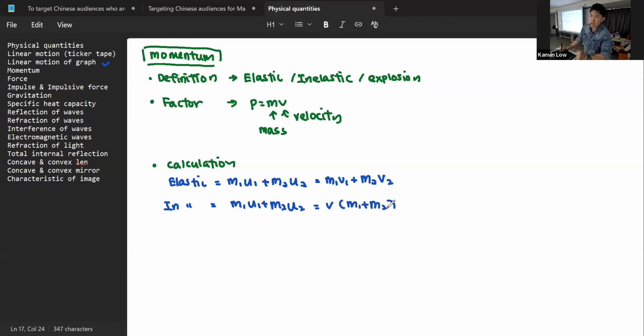Very good. Because after they bounce into each other, they will stick together, remember? So this is inelastic. And after that, how about for explosion? M1 U1 plus M2 U2 is equal to M1 V1 plus M2 V2 is equal to 0. Fantastic. So you need to analyze what is the type of collision first, and calculations will not miss. Then after that, they will ask you, what is the principle?